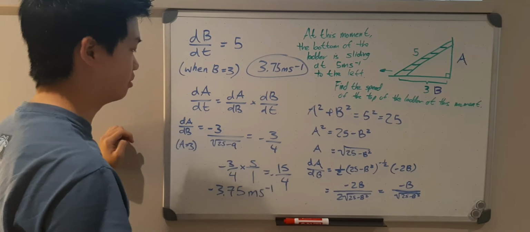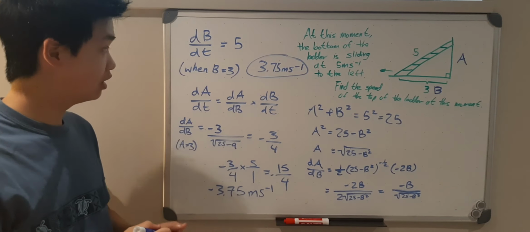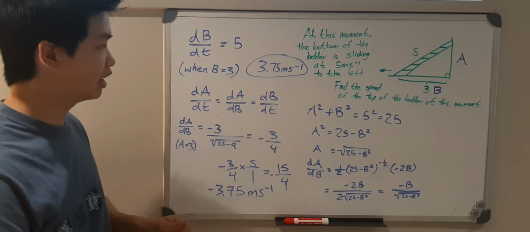You can include the direction, but it's not required. So there we have it, the speed of the top of the ladder at that time.